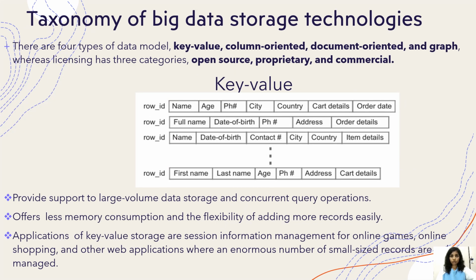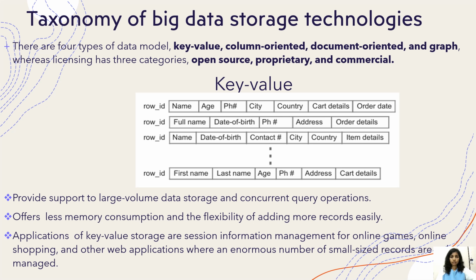Taxonomy of big data storage technologies. So there are four data type database models: key value, column oriented, document oriented, and graph databases. Whereas in licensing, we have three categories: open source, proprietary, and commercial.